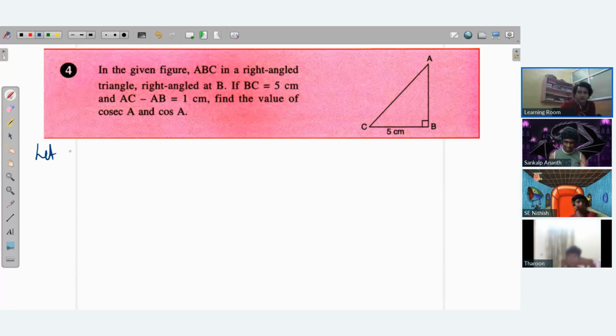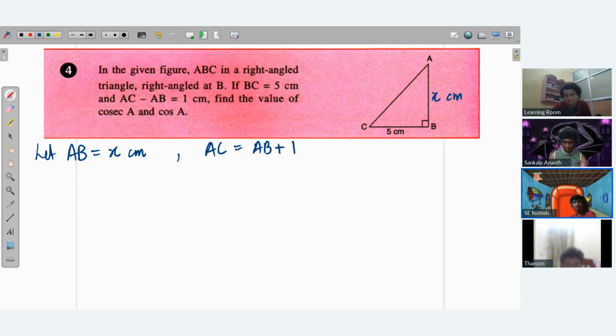Let AB be equal to X centimeters. So AB is X centimeters. According to the information, what is AC? AC minus AB is 1, right? So AC is AB plus 1. That means in terms of X, it is X plus 1.